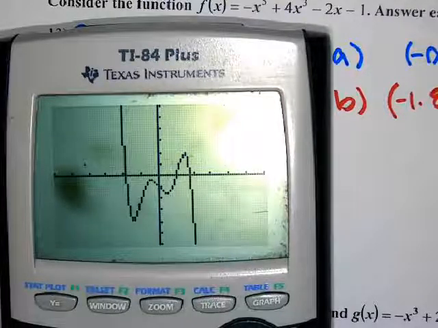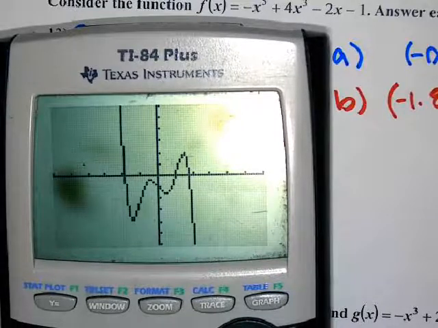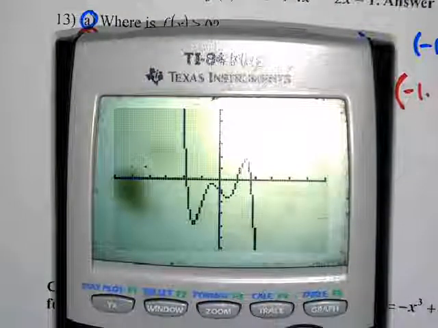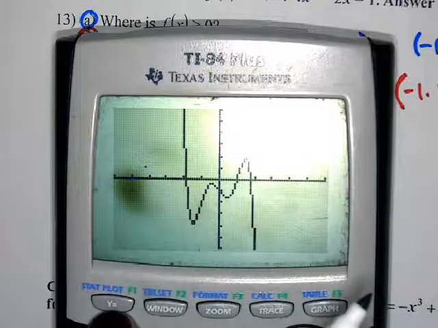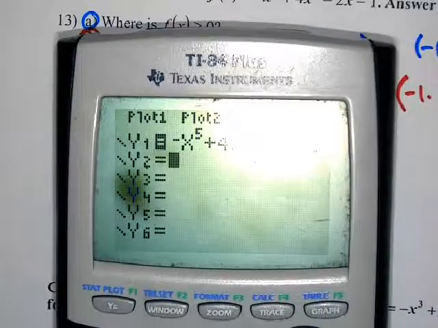Okay. So we're going to plug in 5 as the y value, and the way that we do that is we hit y equals. We're going to go down to the second one, and we're going to plug in 5. So I want everybody to do that. I've not taught you how to do this before, so we've never done this.